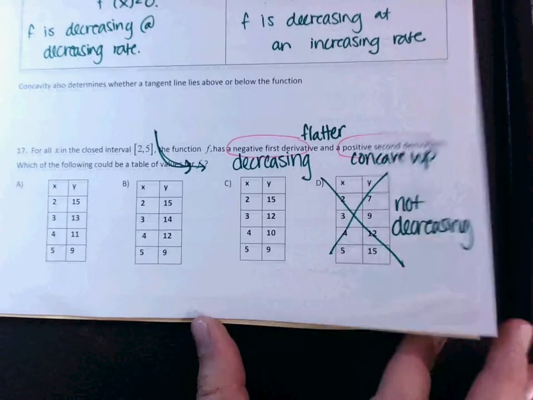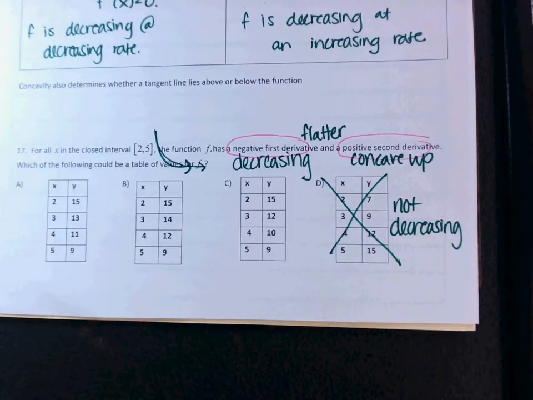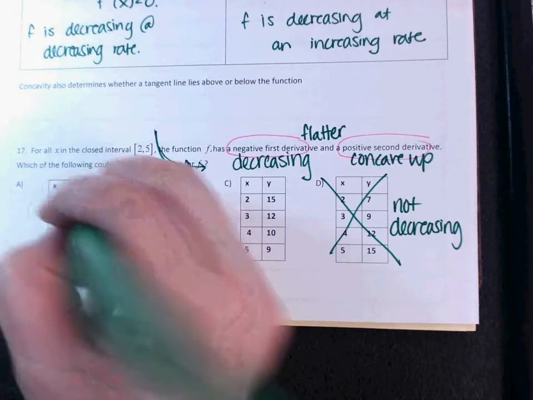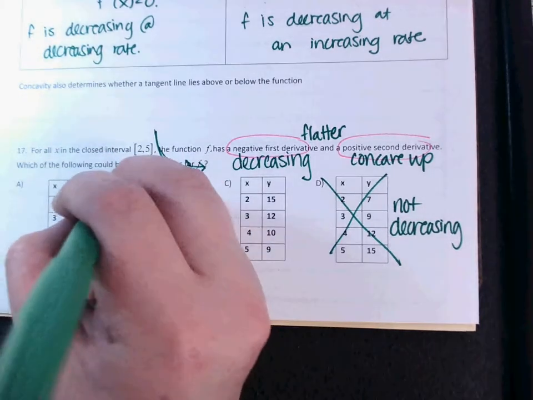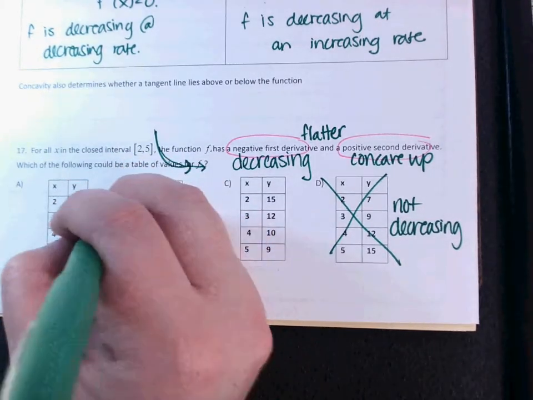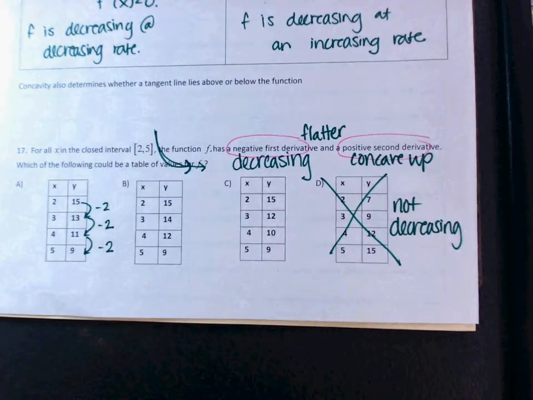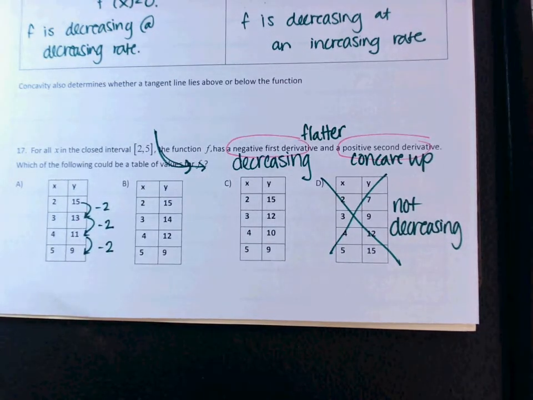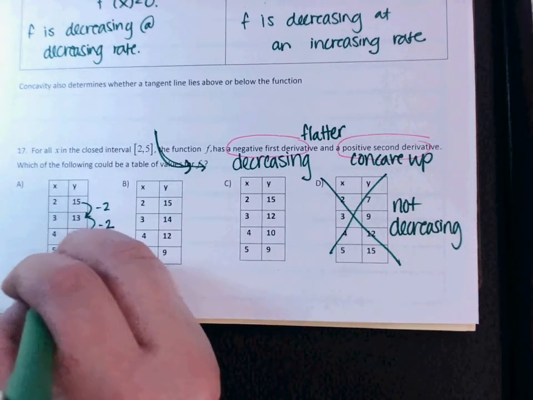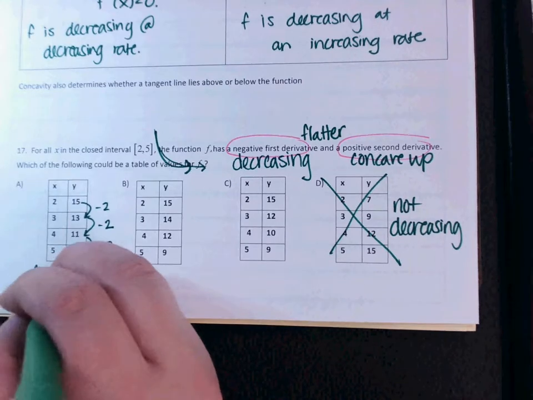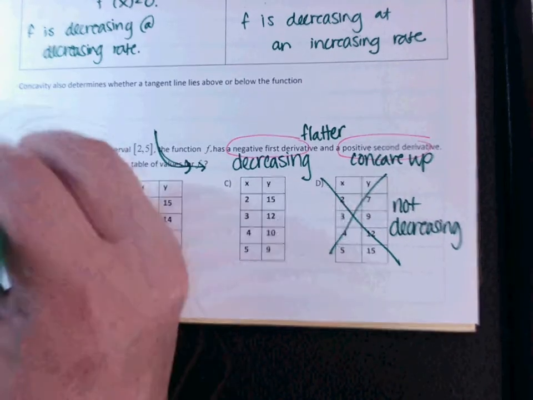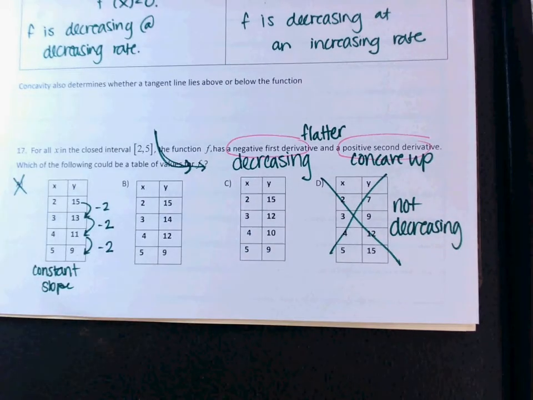So look at your jumps in your y. I went from 15 to 13. How many did I go down? From 13 to 11, how many? 11 to 9, how many? 2. Is that getting flatter, steeper, or is it a constant slope? That's a constant slope each time. So A is out. I want to be getting flatter each time.